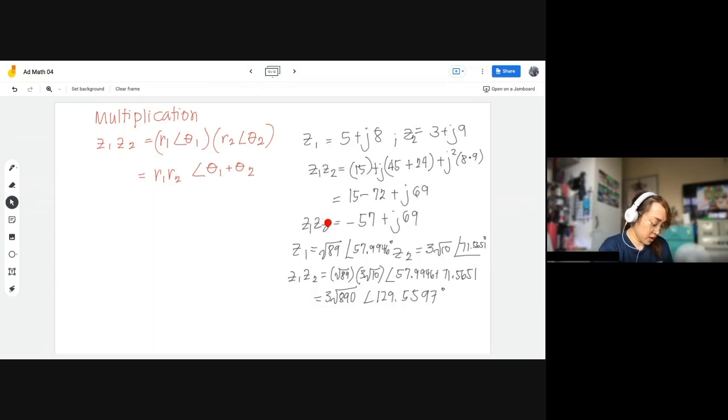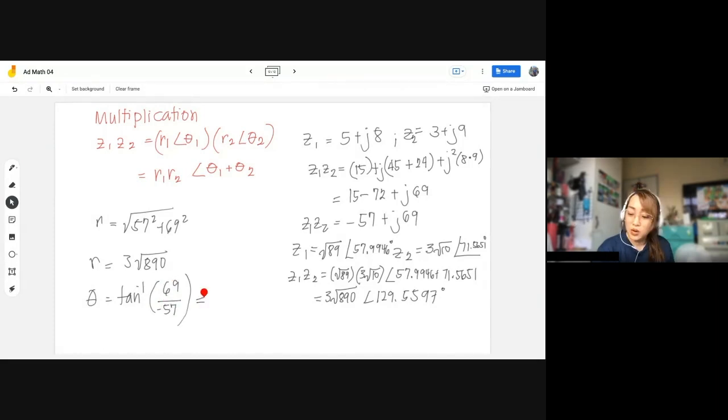And as you can see, we have here the rectangular form. If you convert that, your R is equal to square root of 57 squared plus 69 squared. That is square root of 890 for R. Then the theta, arctangent 69 over negative 57, will be negative 50.4403. But again, get the supplementary angle, 180 degrees, to be 129.5597 degrees. So they are the same, okay?